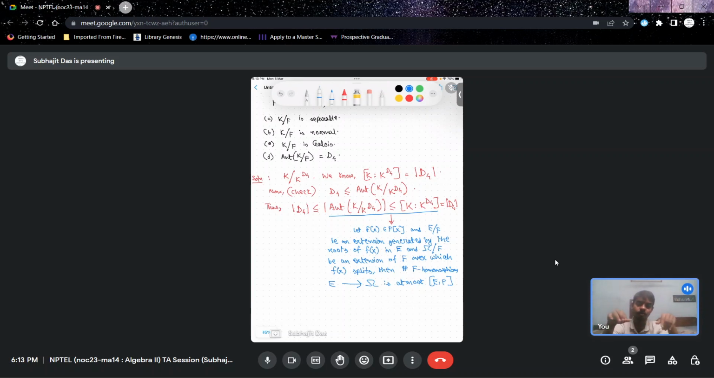So the number of k^{D4}-homomorphisms, that is, field homomorphisms which fix k^{D4} element-wise, from k to omega will be at most equal to the degree of the extension, right? And the number of automorphisms of k over k^{D4} will be less than or equal to the number of such homomorphisms from k into omega, and this will be less than or equal to the degree of the extension.